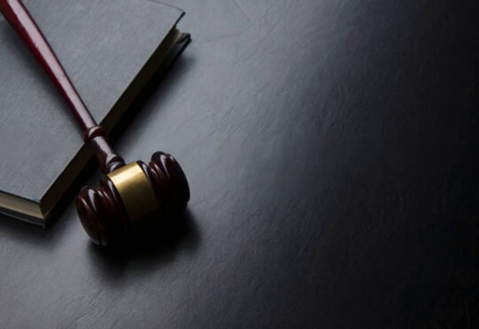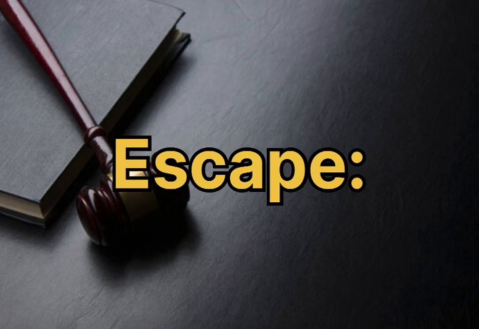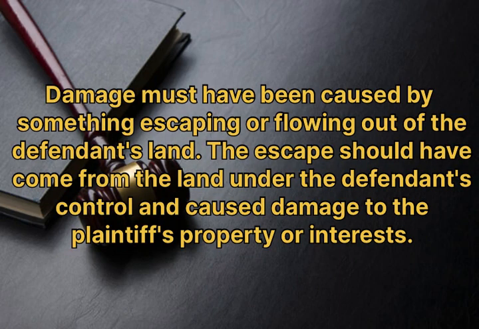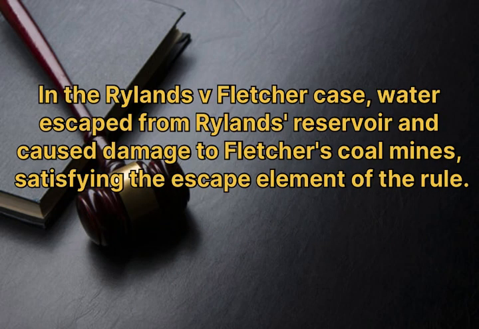The second element we'll be looking at is escape. Damage must have been caused by something escaping or flowing out of the defendant's land. The escape should have come from the land under the defendant's control and caused damage to the plaintiff's property or interests. In the Rylands and Fletcher case, water escaped from Rylands' reservoir and caused damage to Fletcher's coal mines, satisfying the escape element of the rule.